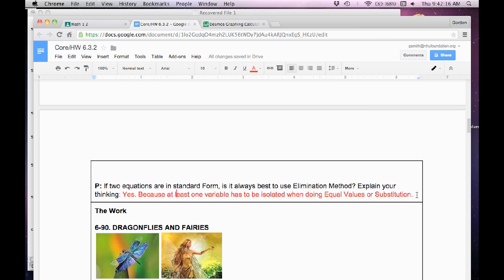So elimination method is the best one when the two variables are together and neither one is isolated. So I will say yes, it is. And for now, that's a very good prediction. We don't have proof, but it's a good prediction.